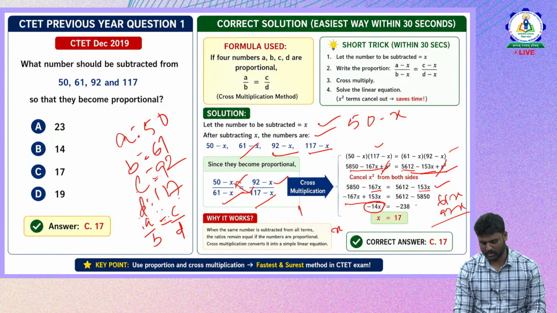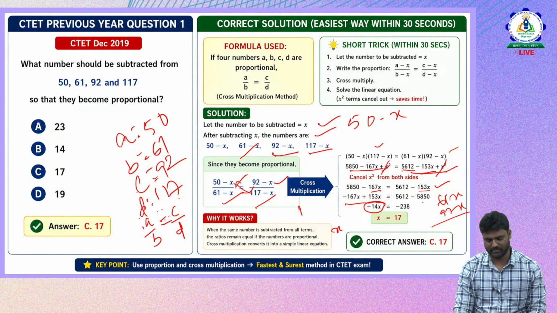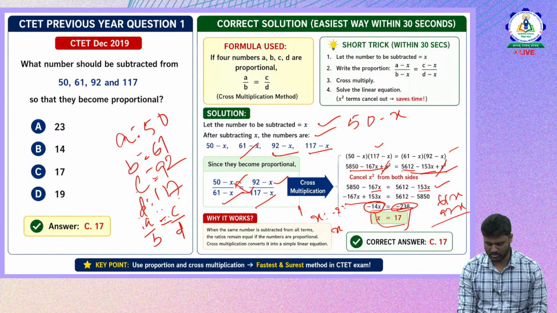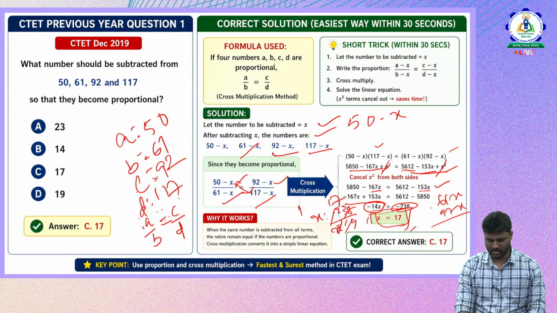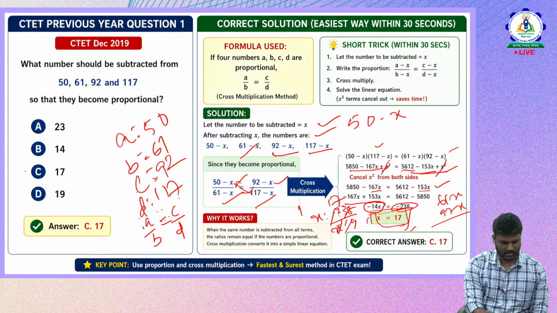Now minus 167x plus 153x, if you simplify this, we will get minus 14x. Okay, similarly when you simplify 5612 minus 5850, we will get minus 238. So from this, if we simplify again, we will get the x value. So x is equal to minus 238 by minus 14. The minus signs will cancel, and 14 sevens are 98, 14 17s are 238. So therefore x is equal to 17. So which option is there here? C is the correct option.